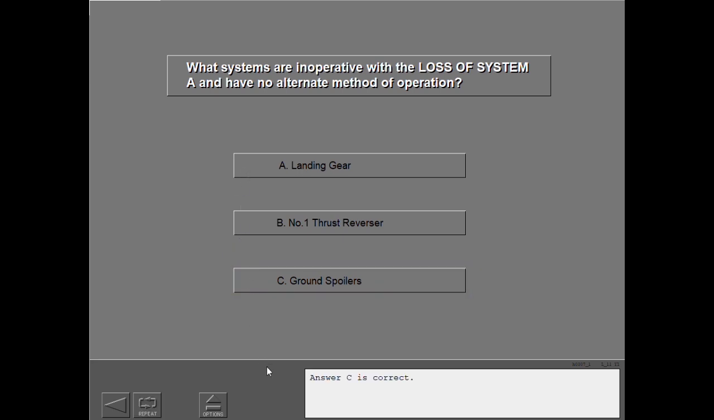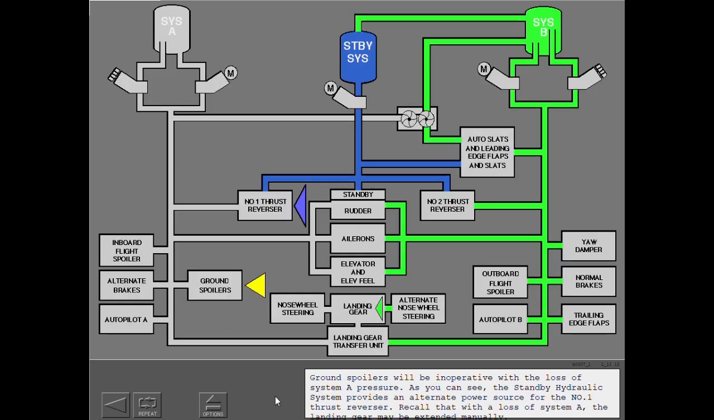Answer C is correct. Ground spoilers will be inoperative with the loss of System A pressure. As you can see, the standby hydraulic system provides an alternate power source for the number 1 thrust reverser. Recall that with a loss of System A, the landing gear may be extended manually.